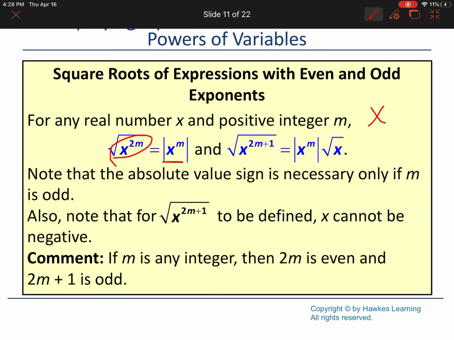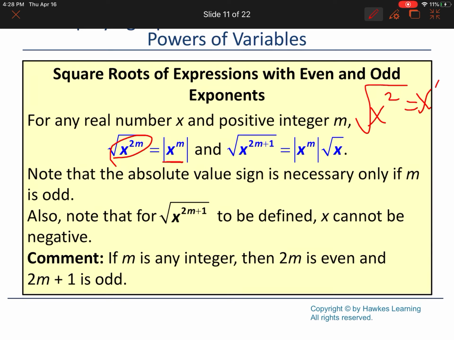Just like when we had x squared, that became x to the 1. So it's cutting that in half. That's what we've been doing all the time. It's cutting the exponent in half.